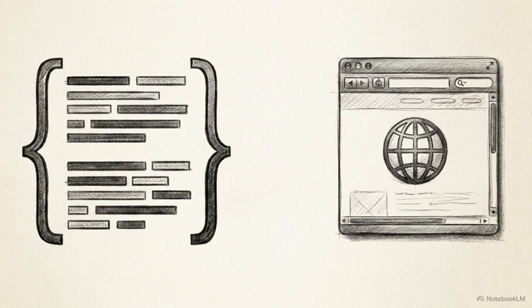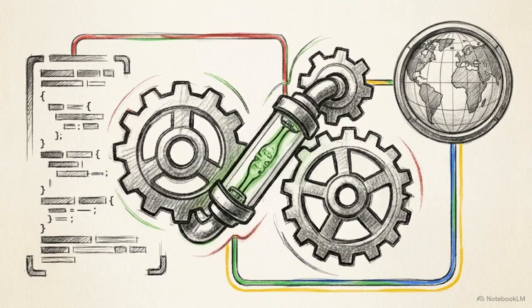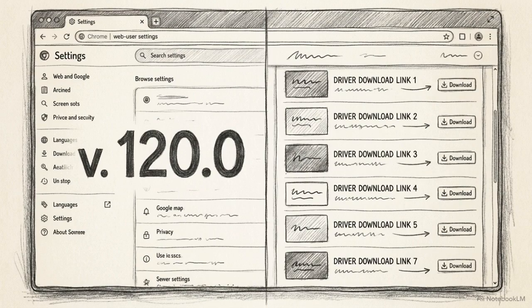Your Java code cannot talk directly to a web browser like Chrome or Firefox. It needs a translator, and in Selenium, that required translator is called the WebDriver. Look at this split-screen graphic.